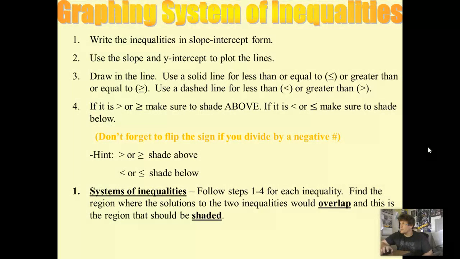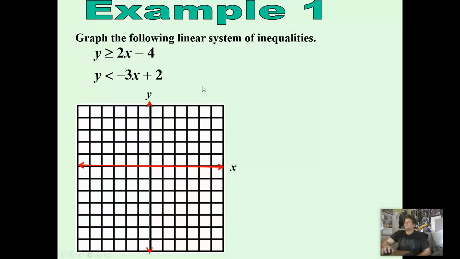Let's take a look at some examples. Here's example number 1. Going through our steps. Step number 1, get them in slope-intercept form. Oh, already there. How do I know that? Because the y is all alone in the first inequality, y is all alone in the second inequality.